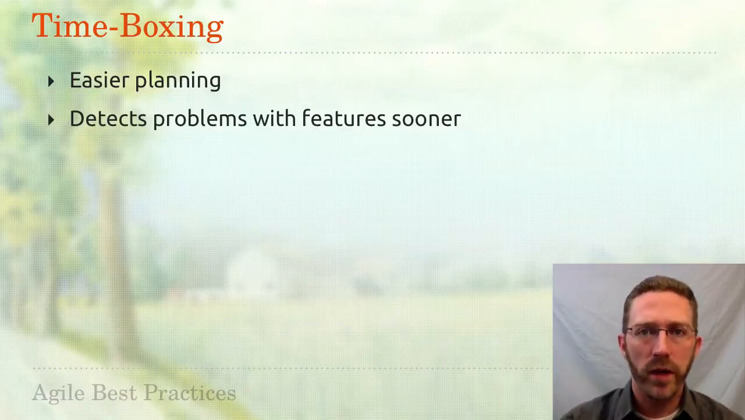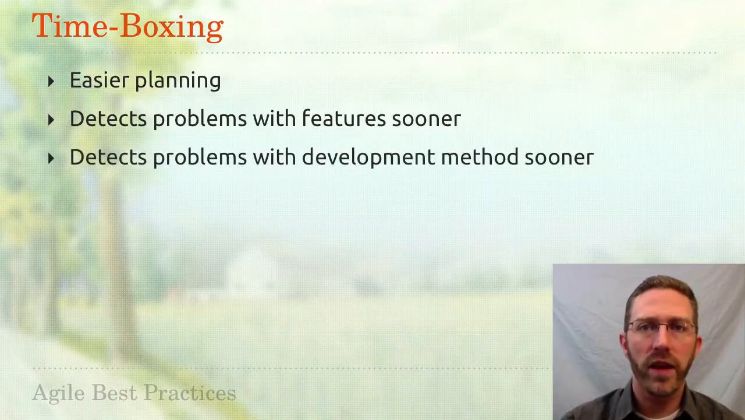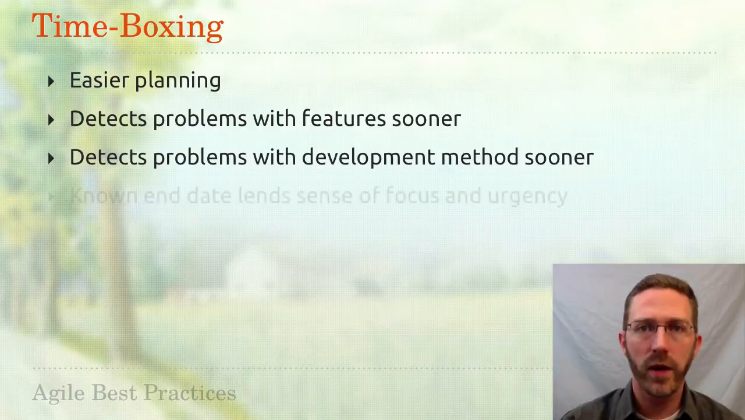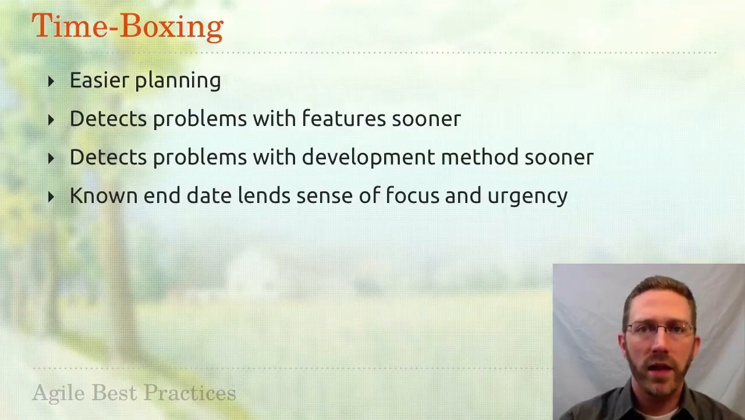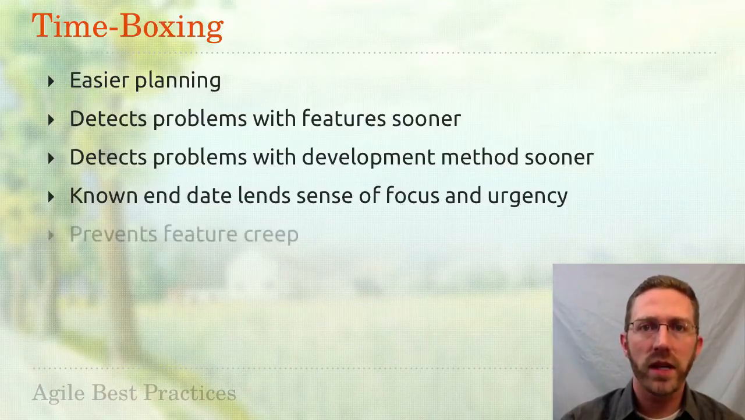If there's problems with your development methodology, this will find them out sooner. Maybe extra testing is needed, or needed integration servers aren't in place. Having a known end date to the iteration helps keep your team focused and gives them a sense of urgency. And it helps keep extra features from creeping into the project without appropriate oversight by the stakeholders.